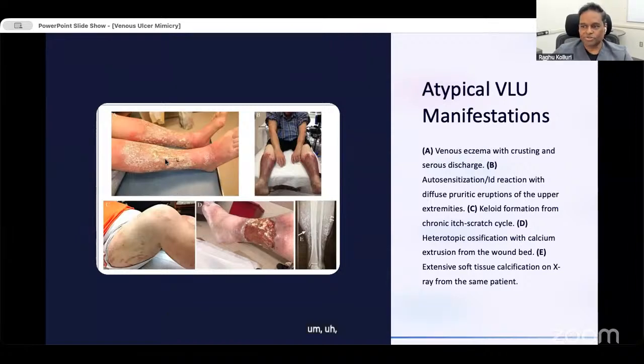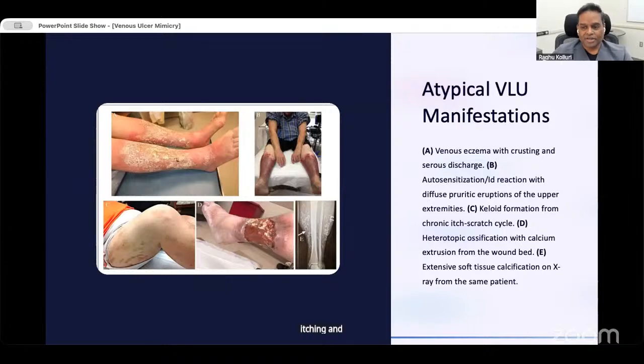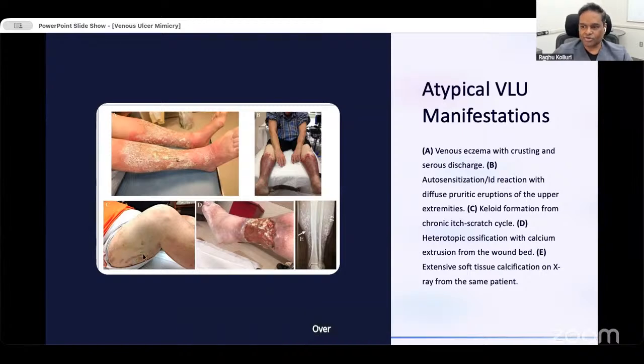Pretty dried out venous eczema, but then it can also spread to the rest of the body, called autosensitization or id reaction, with diffuse itching and diffuse rash. If that cycle continues, then it becomes keloids too. As you can see, this person has over years scratched and resulted in keloids all over.